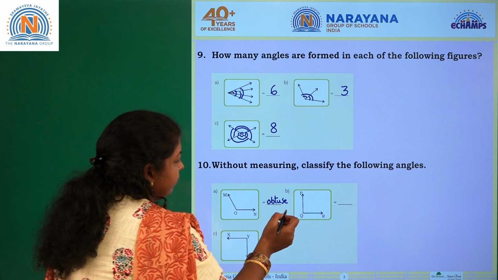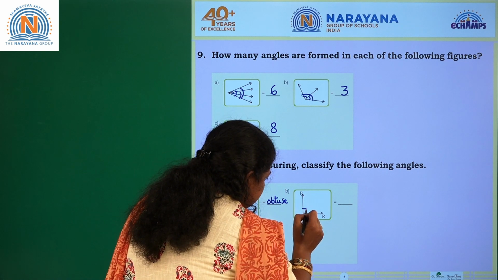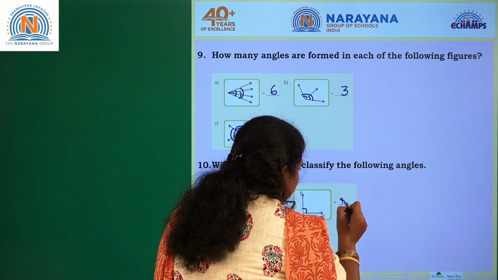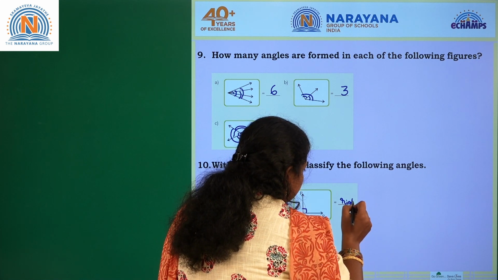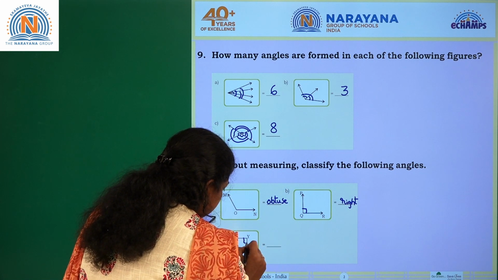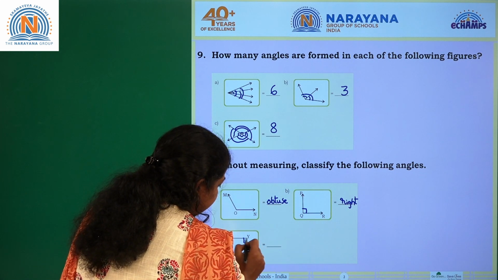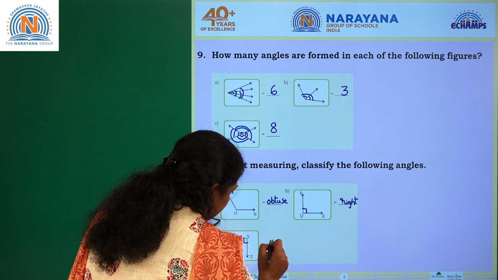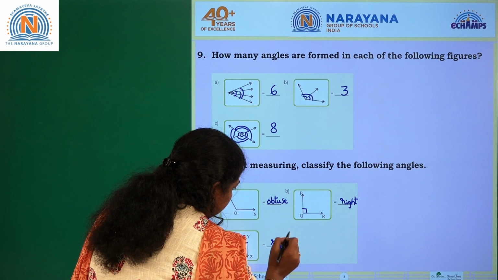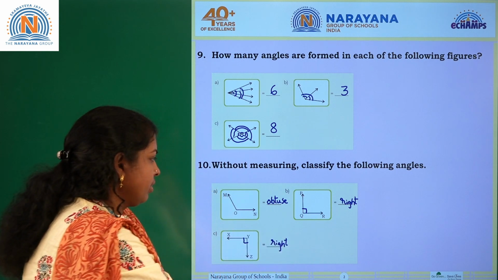And here, if you clearly observe, this is a right angle, right? So, this is a right angle, and this one is... Here also a right angle is formed at Y. So this is also a right angle. Okay, right.